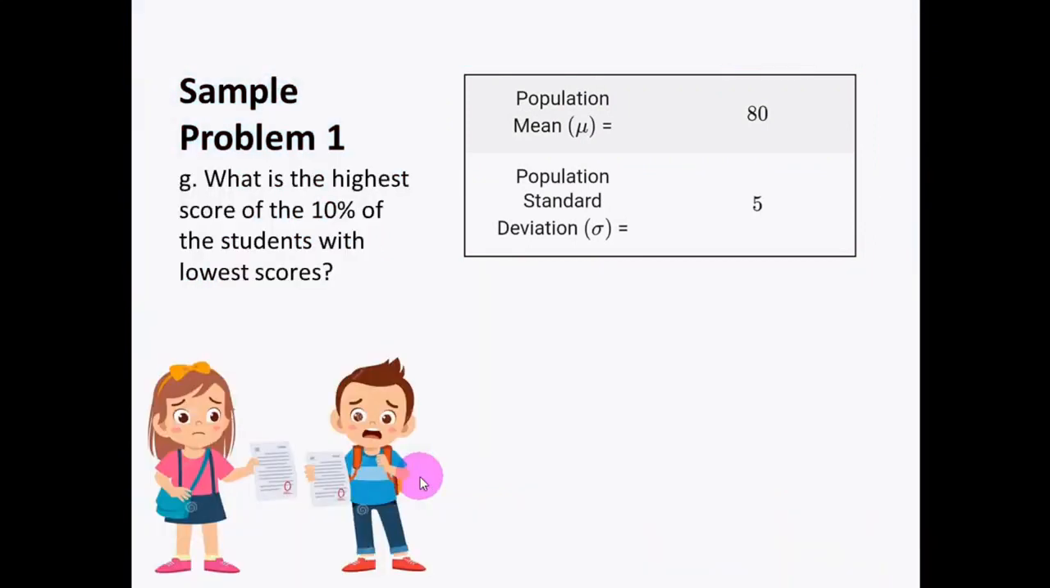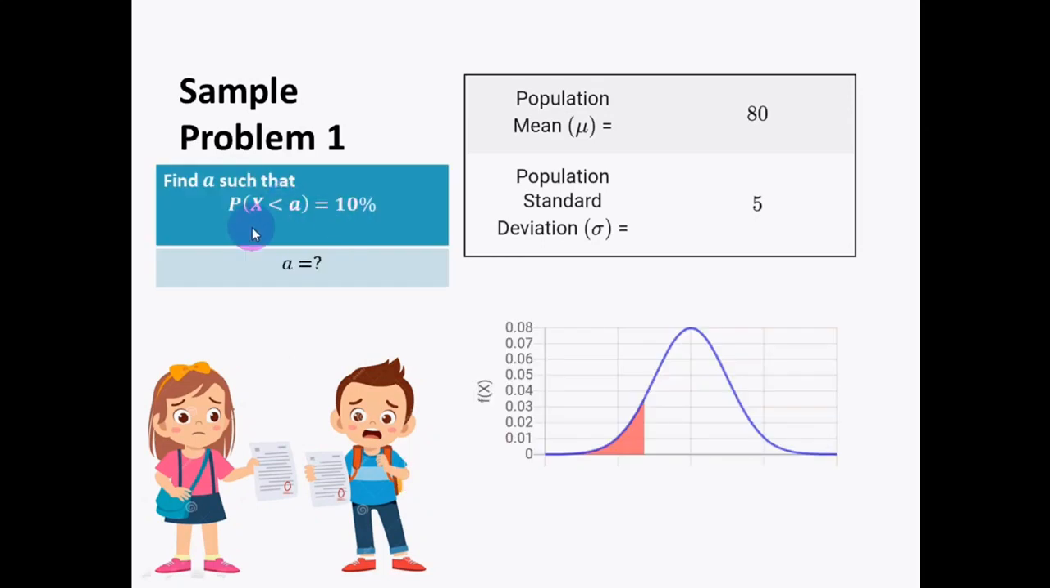Another type of question, what is the highest score of the 10% of the students with lowest scores? Or in other terms, what is the highest score of the bottom 10% of the students? We are looking for the value of A, where the probability that the score is less than A is equal to 10% or 0.1. So, given ang probability na 0.1, ang hahanapin natin is yung value ng A. We can actually use Excel to compute this value.